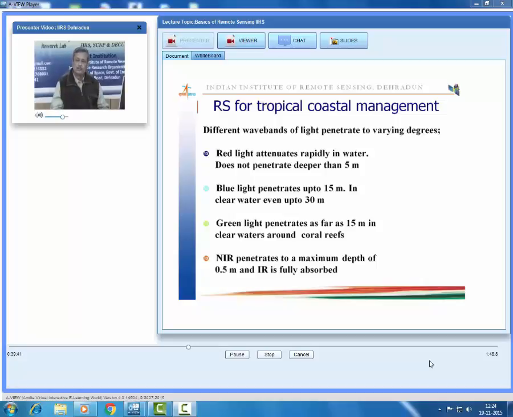Based on the fundamental principles of physics, regarding the role of the various bands and their penetration, it has been seen that red light attenuates rapidly in water. It doesn't penetrate deeper than 5 meters. Blue light penetrates up to 15 meters, and in clear water even up to 30 meters. Green light penetrates as far as 15 meters in clear water around coral reefs. Around the coral reef the water is very clear, so you can see the coral even with the naked eye. Near infrared penetrates to a maximum depth of 0.5 meter, and infrared is fully absorbed. So the infrared band doesn't have any penetration capability.